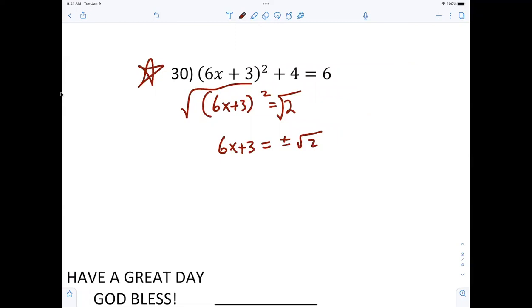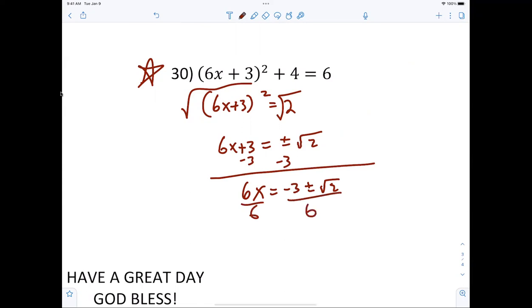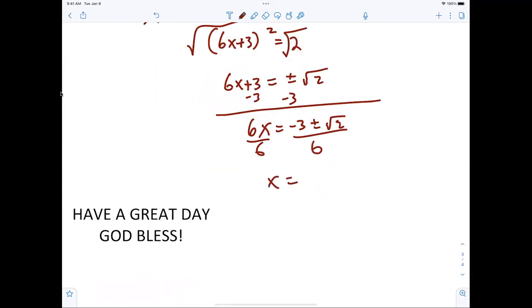Is everybody good with that? And then from there, I now have to isolate the x. So I have to subtract 3. So 6x equals negative 3 plus or minus the square root of 2. And then divide everything through by what? 6. So x equals negative 3 plus or minus the square root of 2 all over what? 6. Everybody's good with that?